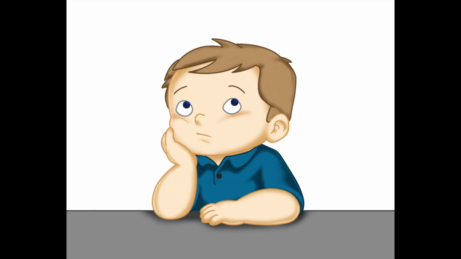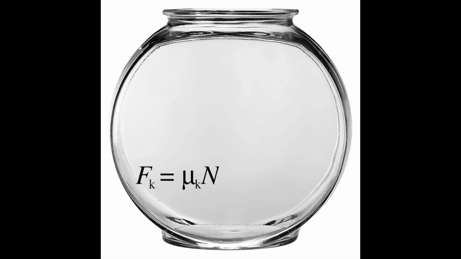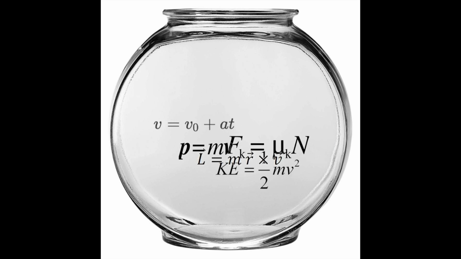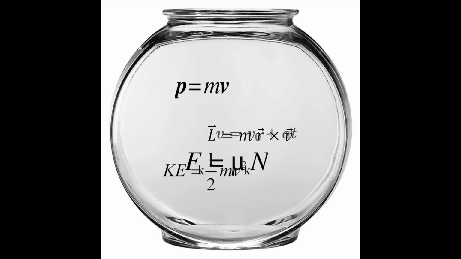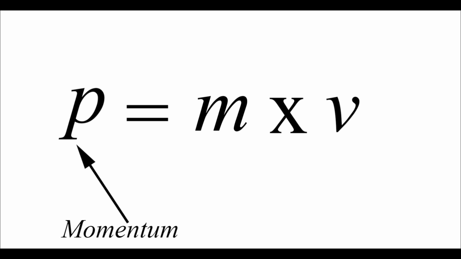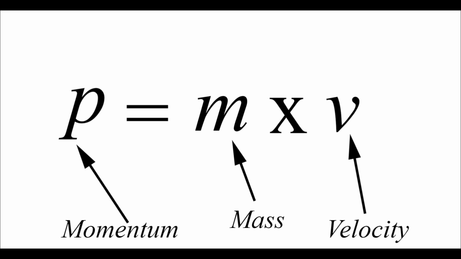So, what's the science behind this? Well, there are a couple of concepts in play here, but like I said earlier, we're going to be focusing on this one, momentum. The equation for momentum is pretty simple. P equals m times v, where P is momentum, m is mass, and v is velocity.